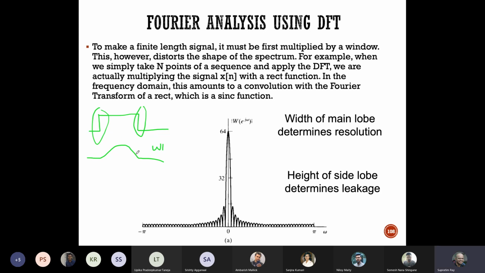If I instead multiply it with another function which is more well behaved, maybe the higher frequencies will be less. Okay, and in general this comes as a trade-off between the width of the main lobe, which determines the resolution, and the height of the side lobe, which determines the leakage.